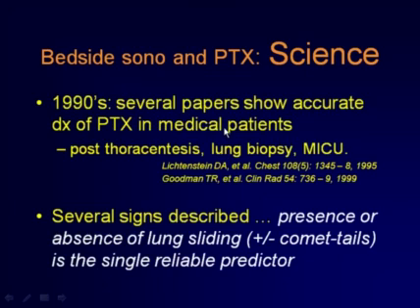The science backing this up, in the 1990s, several papers showed accurate diagnosis of pneumothorax basically in medical patients in critical care units. It was also used to assess for iatrogenic pneumothorax after thoracentesis or other pulmonary investigations. And a number of different signs and techniques were described, but really as more and more data emerged, the presence or absence of lung sliding with or without comet tail artifact has emerged as the single reliable predictor of expanded lung and thus of pneumothorax.